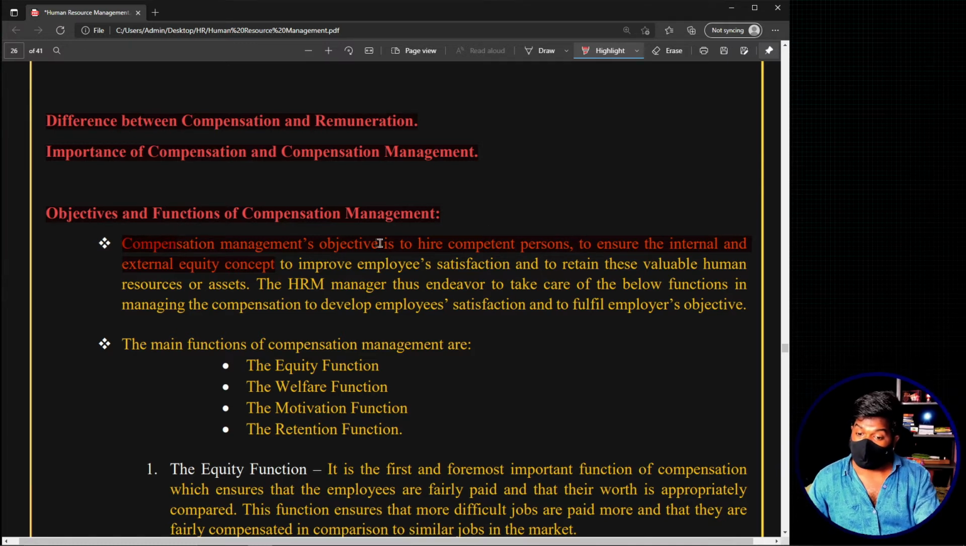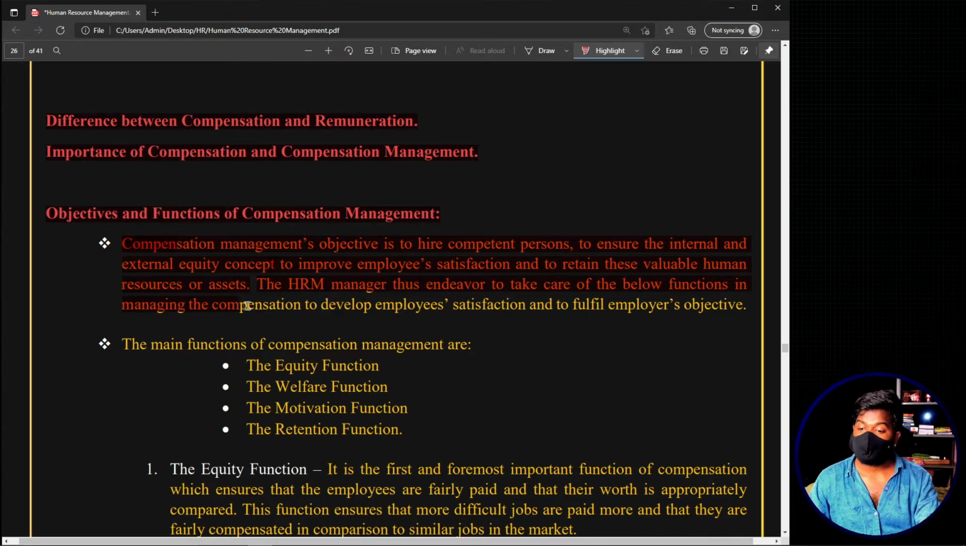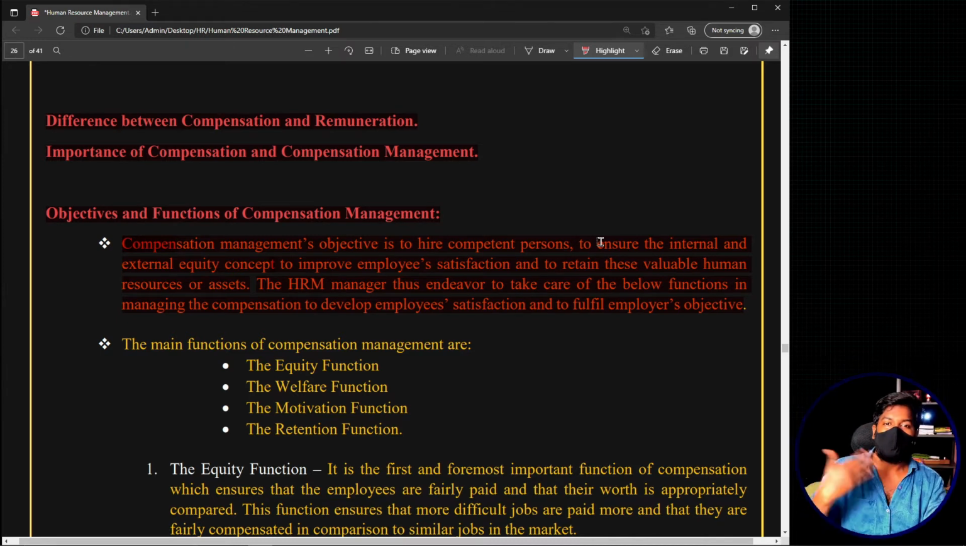Compensation management's objective is to hire competent persons to ensure the internal and external equity concept, to improve employee satisfaction, and to retain these valuable human resource or assets. The human resource management manager thus endeavors to take care of the below functions in managing the compensation, to develop the employee satisfaction and fulfill the employer's objective. This is just a basic point relating to objectives or functions of compensation management. It's like an extra point adding towards the concept of importance of compensation management.